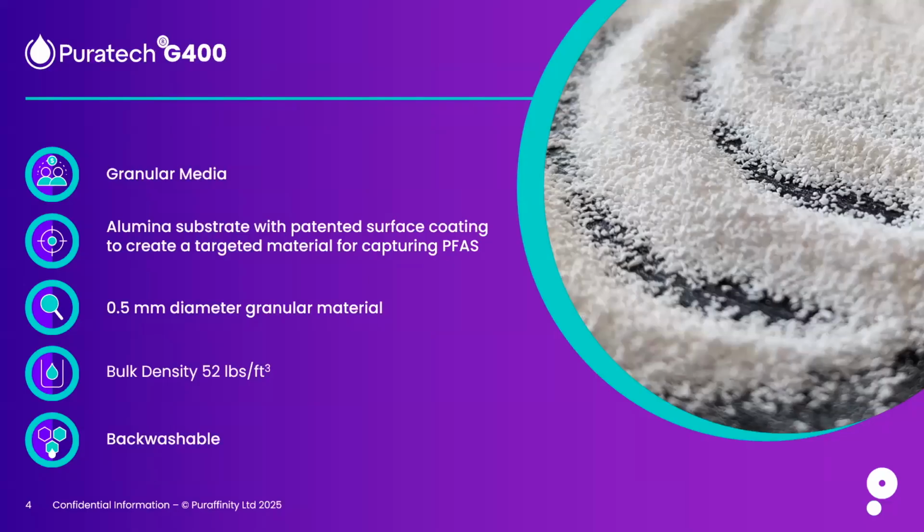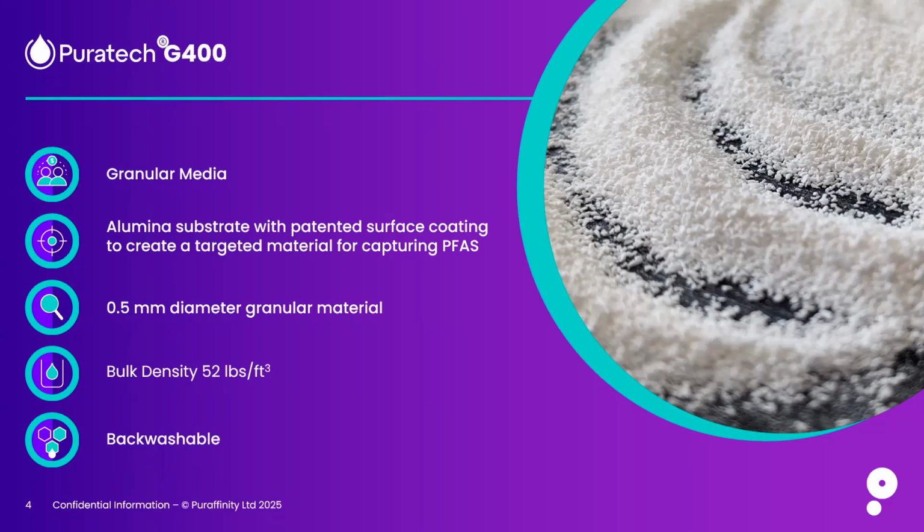So Purotech G400, what is it? Well, it's a granular media. It's about a 0.5 millimeter diameter. For those of you more familiar with mesh size, roughly a 20 by 50 mesh size. It's an alumina substrate with a patented surface coating, and this surface coating was developed specifically to capture PFAS compounds. So unlike some of the other media out there being used for PFAS, this material is targeted for PFAS with a patented technology. The bulk density is a little over 50 pounds per cubic foot.